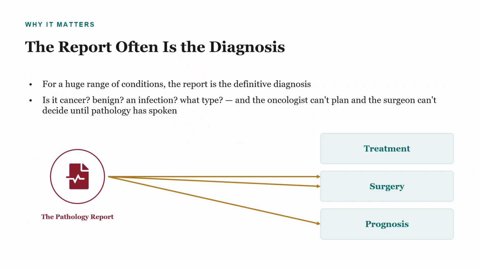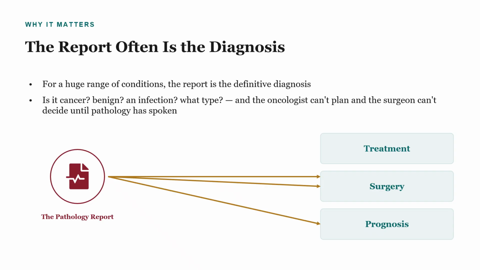Now here's why this field carries so much weight. For an enormous range of conditions, the pathology report is not one opinion among many. It is the definitive diagnosis, the final word. When a patient has a mass, the question of whether it's cancer or benign, and if it's cancer, exactly what kind, is answered by pathology. And that answer drives everything downstream, whether the patient needs chemotherapy, more surgery, radiation, or simply reassurance and follow-up.